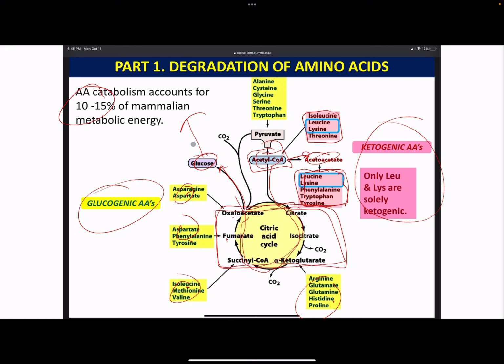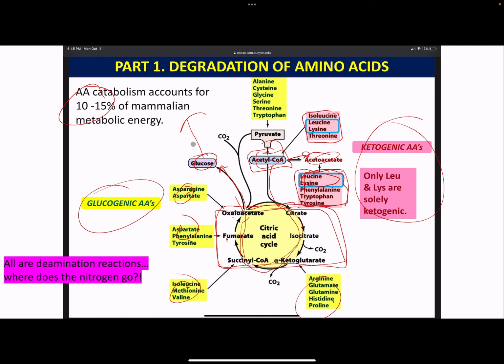Now, a lot of things can be ketogenic and glucogenic, right? They have different possibilities. They can have one entry point or another entry point. But I would know, so some things are both, some things are ketogenic, some things are just glucogenic. I would just know that leucine and lysine are the ones that are only ketogenic.